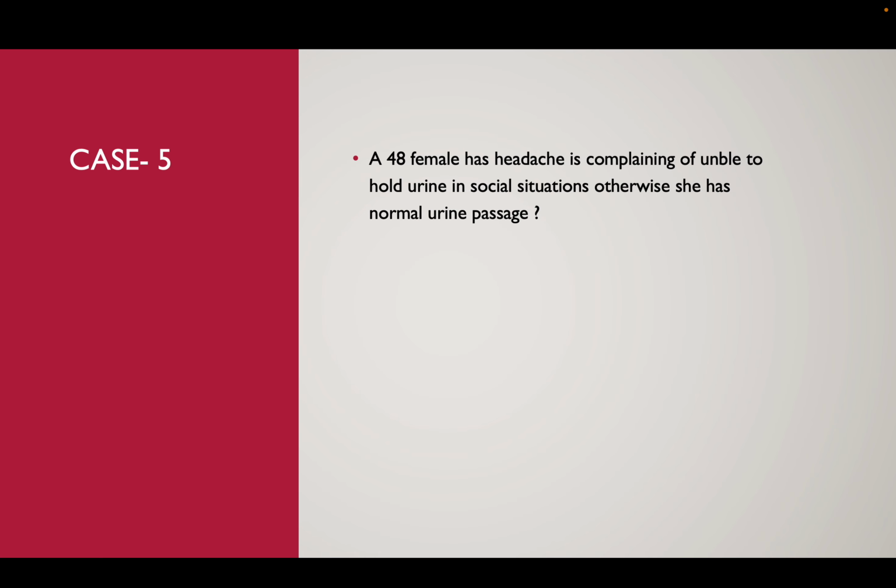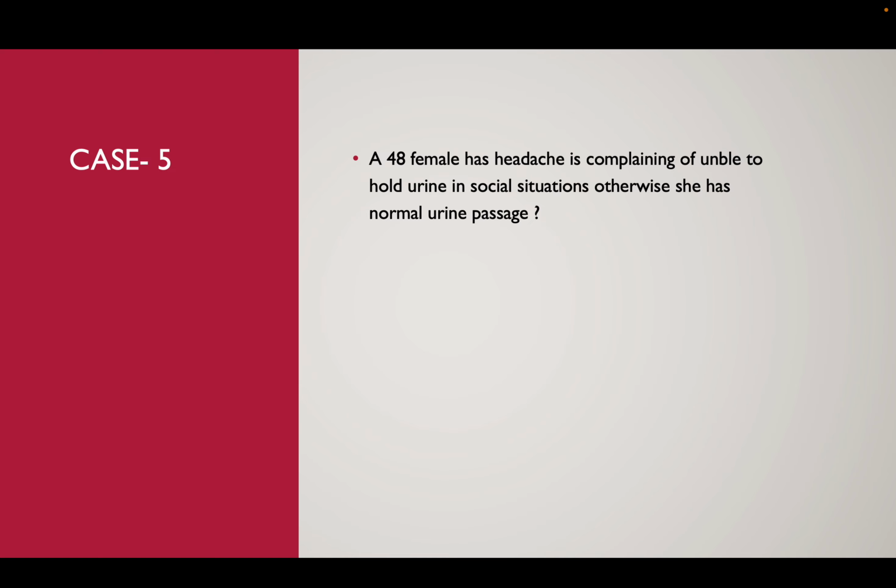A 48-year-old female has headache and is complaining of being unable to hold urine in social situations. Otherwise, she has normal urine passage. So this is one more example. Let's say you are in a classroom. She is in a meeting where she can't actually go to the washroom. She was presenting, where she can't use the restroom.